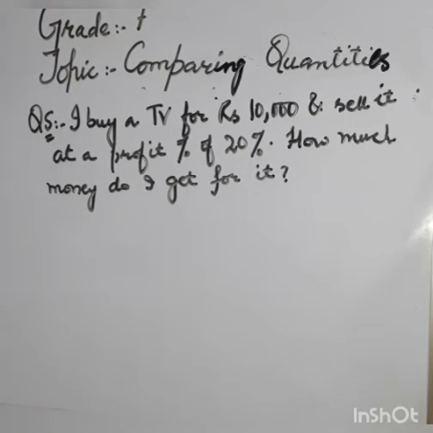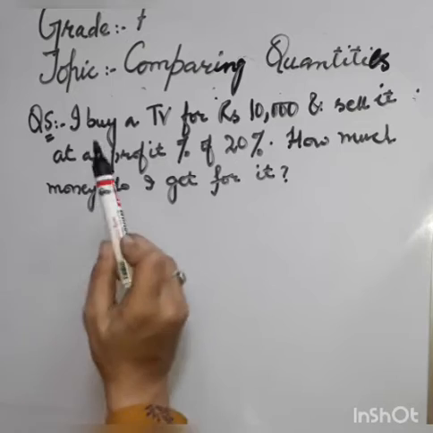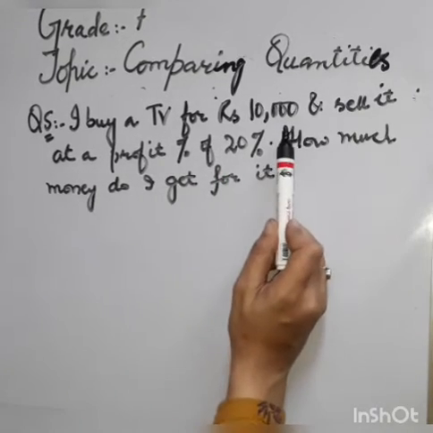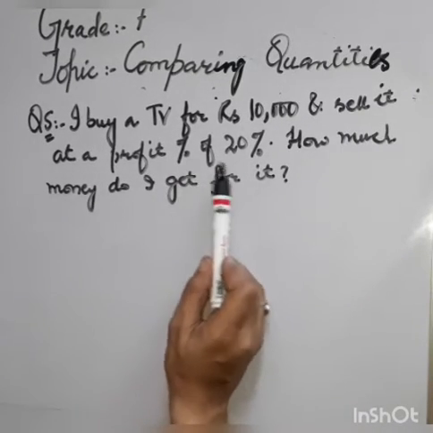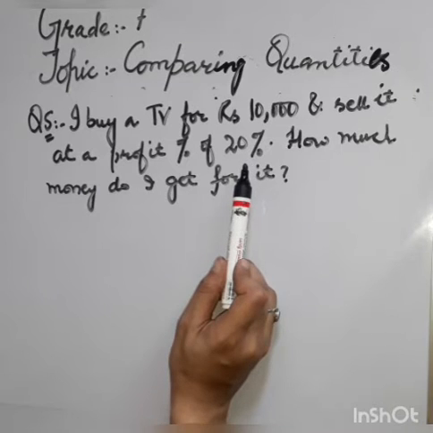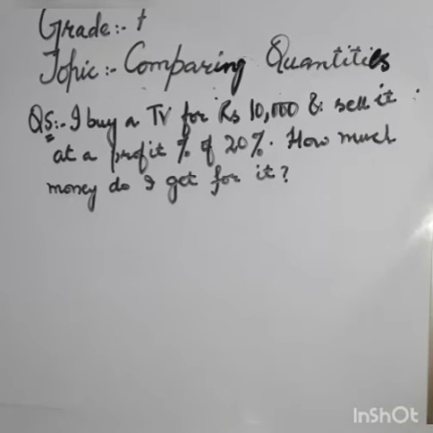Now students, question number 4 you will solve yourself. Now question number 5 is, I buy a TV for rupees 10,000 and sell it at a profit percent of 20%. How much money do I get for it?